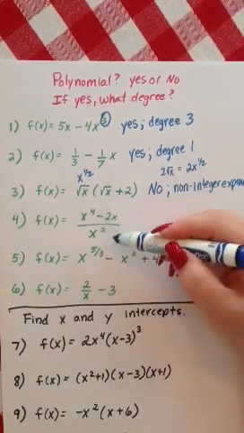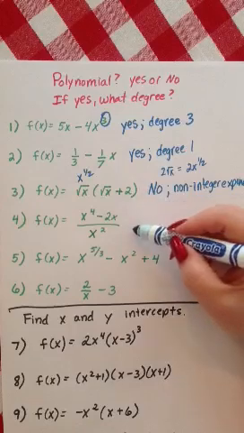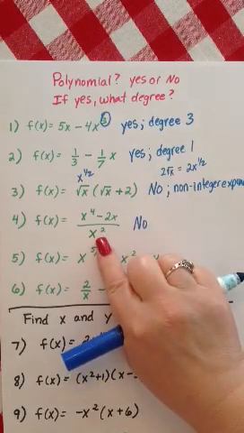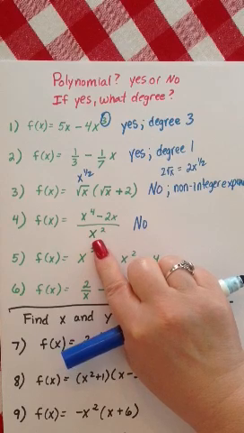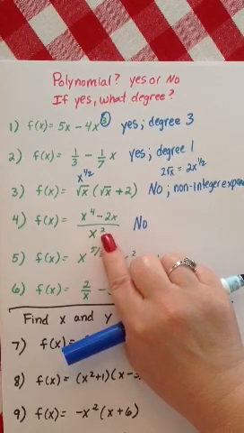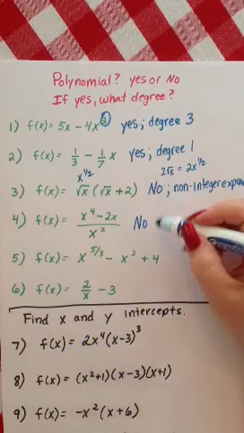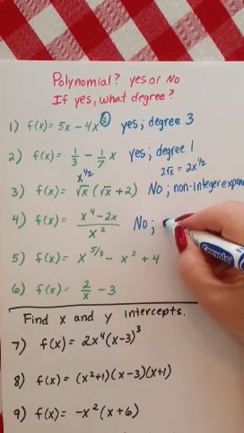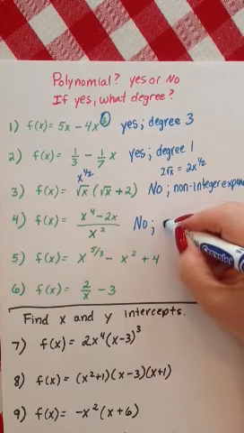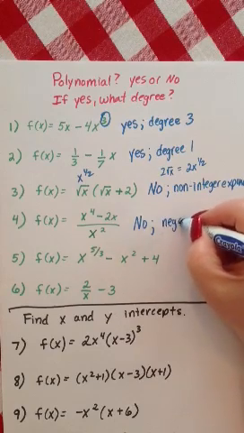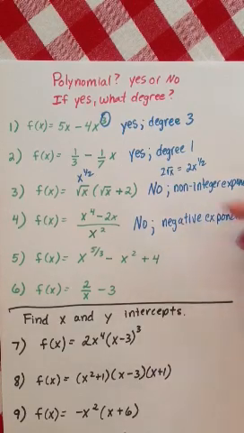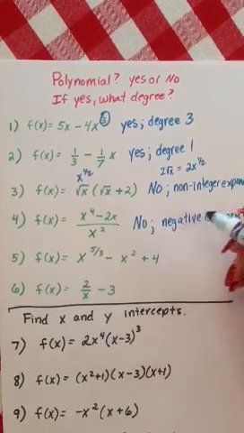All right, this one right here, the reason the answer is no here is because if you have variables in the denominator, that is the same thing as having a negative exponent. And so we would say no, it's not a polynomial because it has negative exponents. They will write the reason, you'll have to choose it.